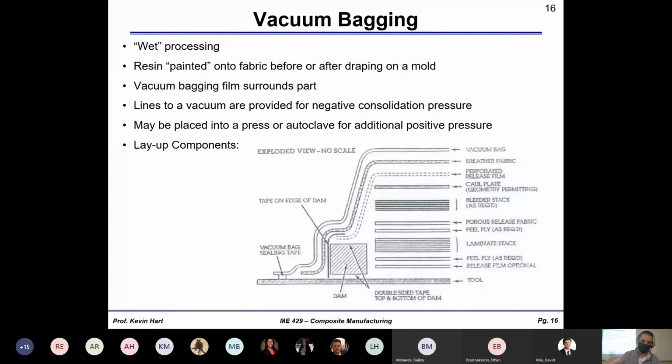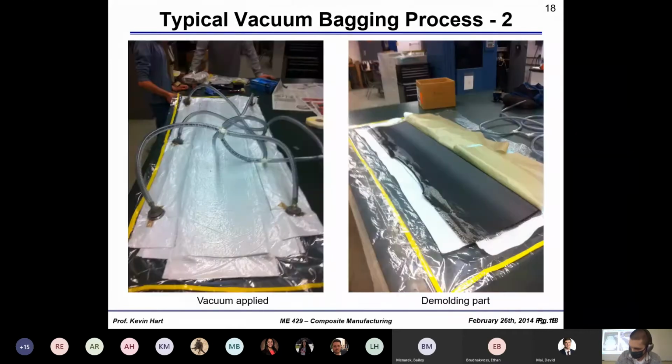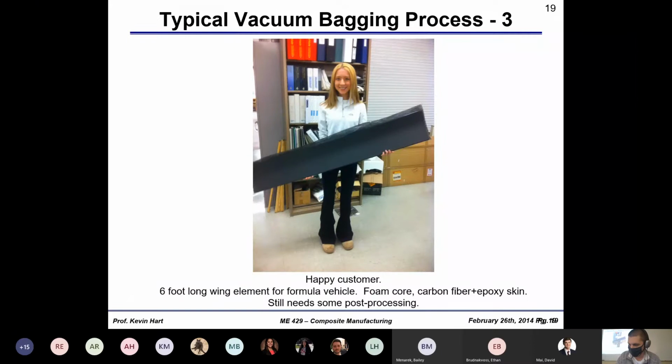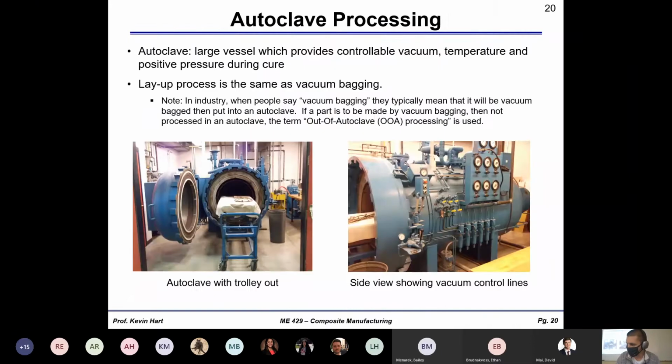Again, talking about another wet processing technique, which is vacuum bagging, where we put a vacuum bag over the whole thing and apply vacuum to suck out extra resin. Here is an example, a couple pictures of that happening. A happy customer with a wing element at the end.